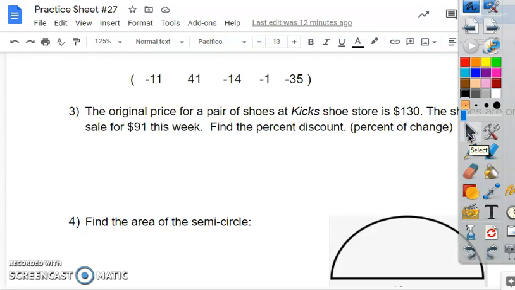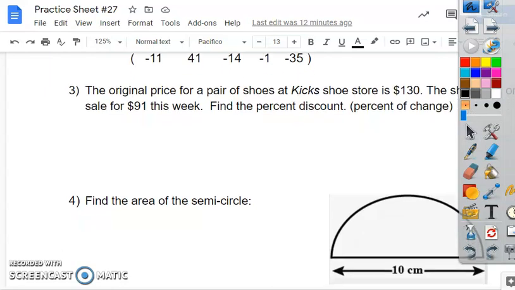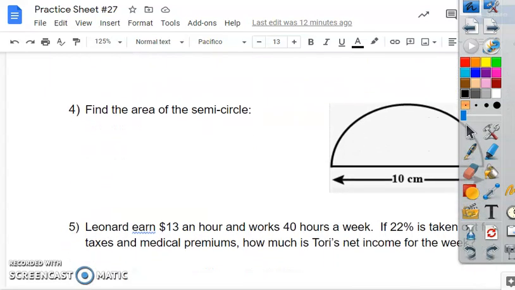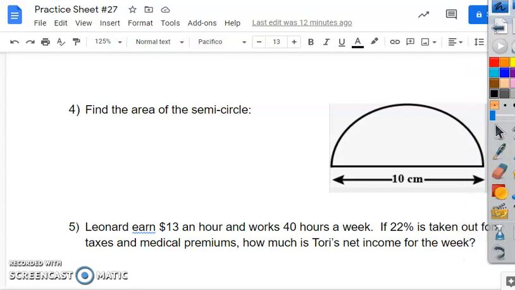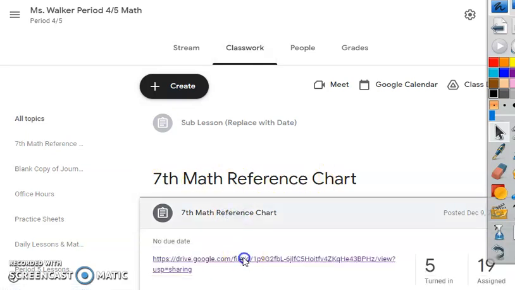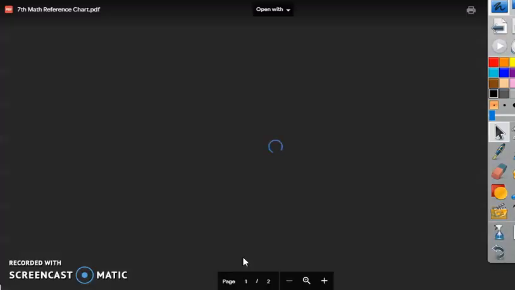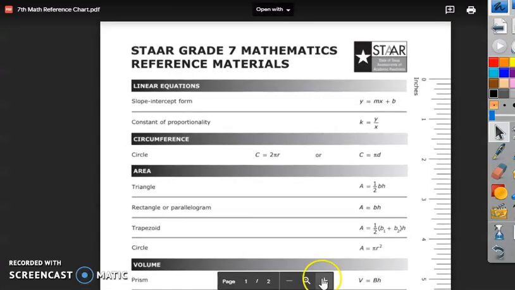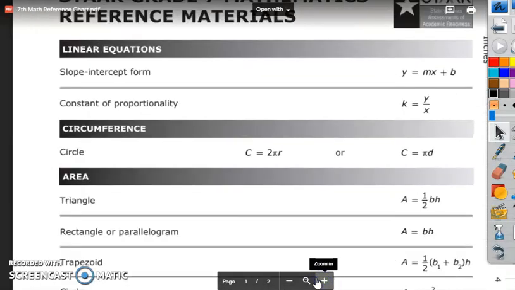Okay, so now we are going to look at number 4. Good problem. This is something you definitely might see on some tests in your future. This says find the area of the semicircle, okay? So we want to make sure when we're doing area that we use our formula chart. So if you are home, guys, I have this in your Google Classroom under reference chart. It's right here, and you can click it. You can also Google this, STAAR 7th grade math chart, okay?